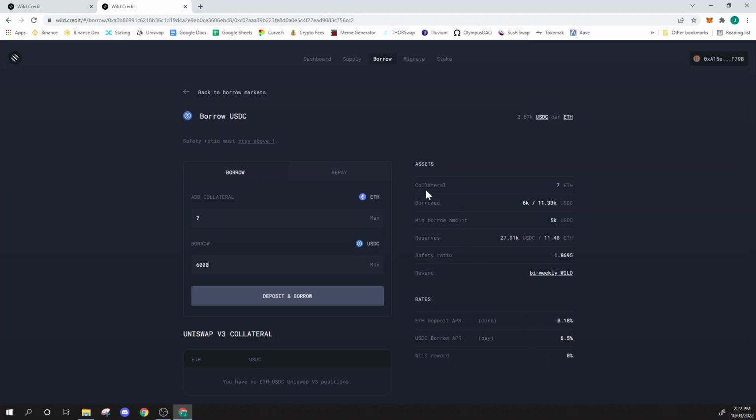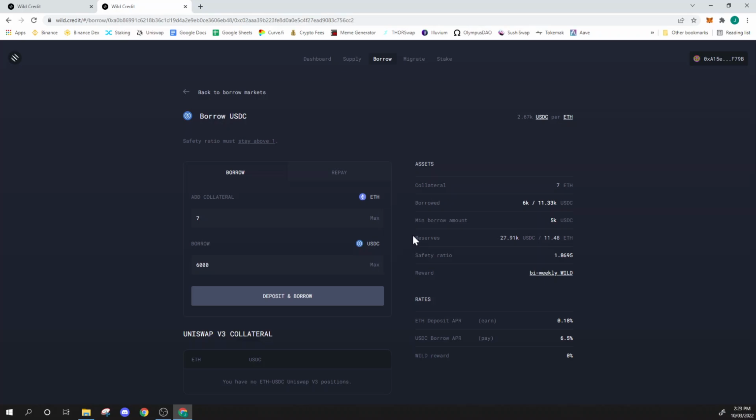So we can see where it says collateral, we're highlighting the amount of the asset that we're providing as collateral. So in this case, I'm putting forth 7 ETH. We can see that as part of this arrangement, I'm going to be borrowing $6,000 with a max borrowing capacity of $11,000. Now that max borrowing capacity is set based off this safety ratio, which I'll get to shortly. There's a current minimum borrowing amount set by the platform at 5,000, and because we've got the 6,000, we're exceeding that, so we can go ahead and execute borrowing that amount.